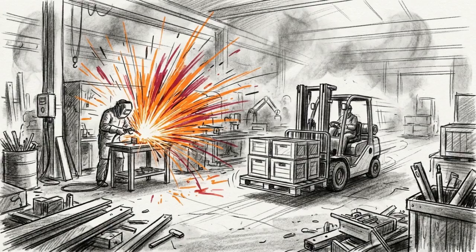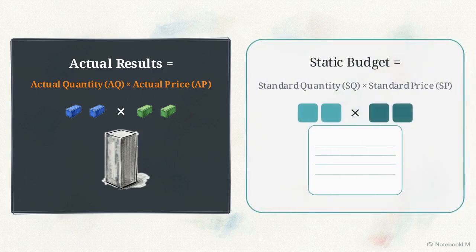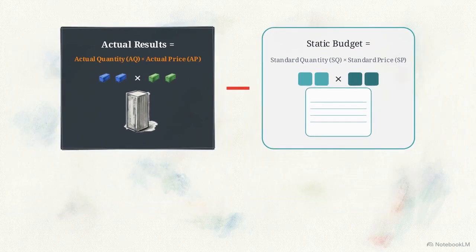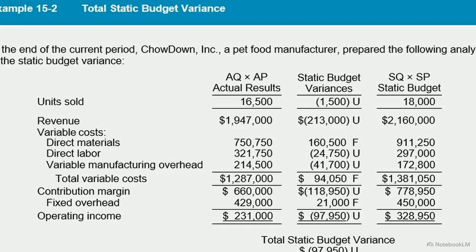price. But businesses operate in reality, not on paper. After the period ends, management calculates the actual results using the actual quantity produced and the actual price paid. The difference between these two totals, subtracting the static budget from the actual results, yields the static budget variance. This table shows an end-of-period variance analysis for Chowdown Incorporated.